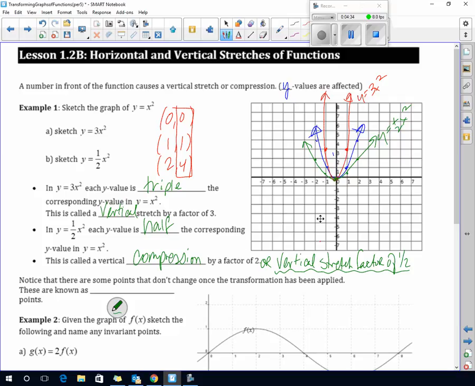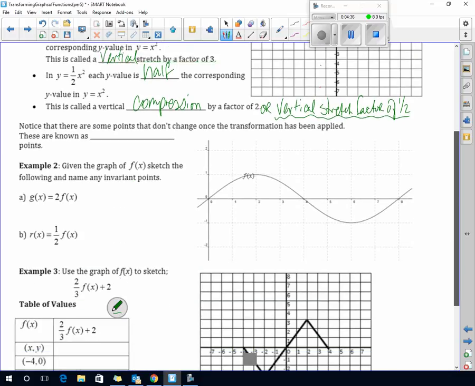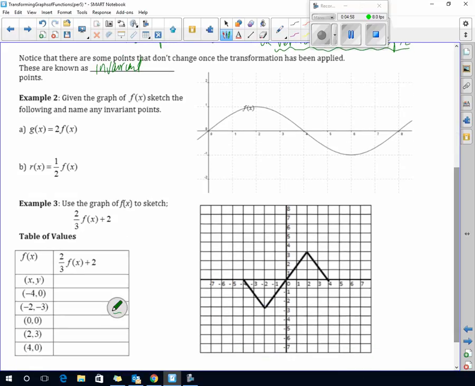Okay. Notice some of the points don't change. They're known as invariant points. Okay. So, does anybody know what example 2's graph looks like? In physics, have you seen this? This is a sine graph. You'll get familiar with that soon enough.